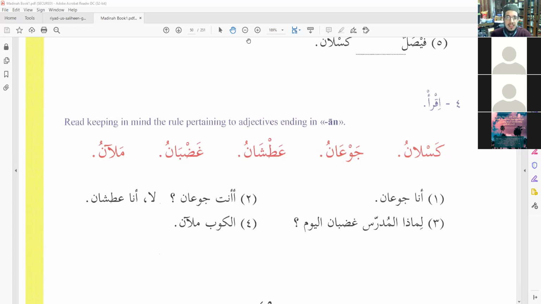Why doesn't it? Because it's split over the mubtada and khabar. Neither is it both part of the mubtada or both of them part of the khabar. Okay, so let's talk about this. Maybe this is a useful way to think about it.